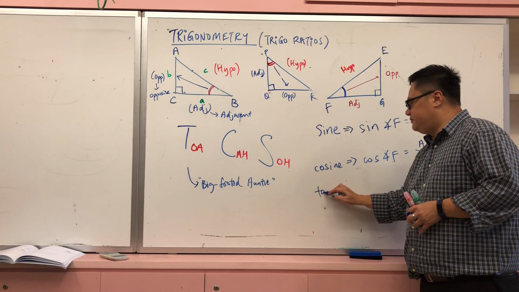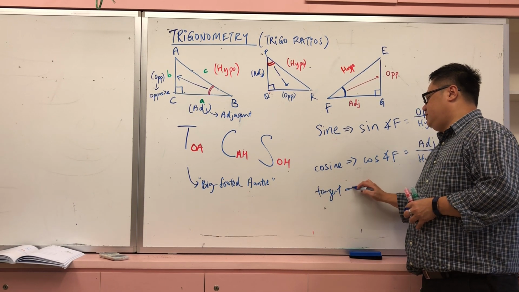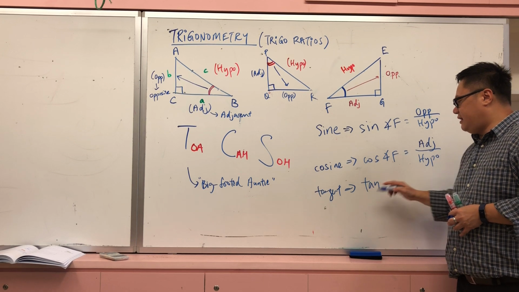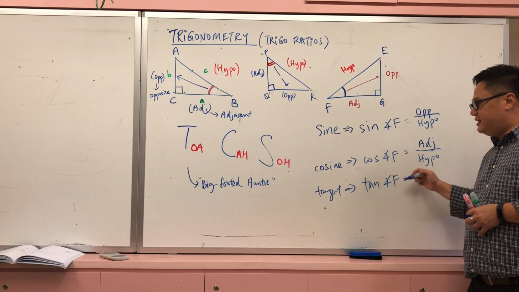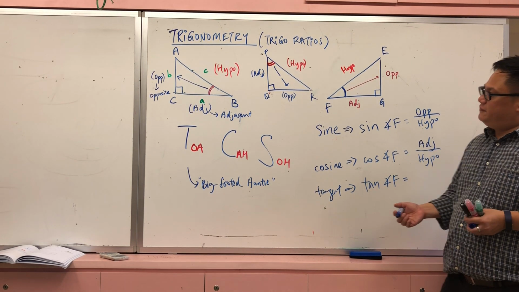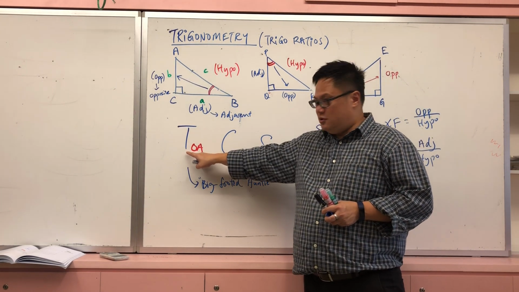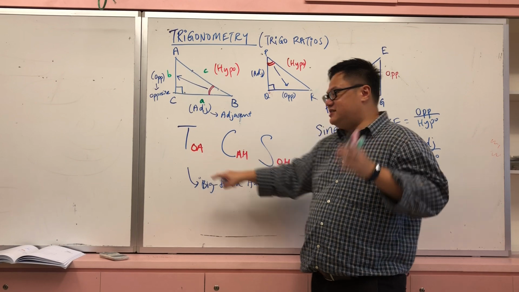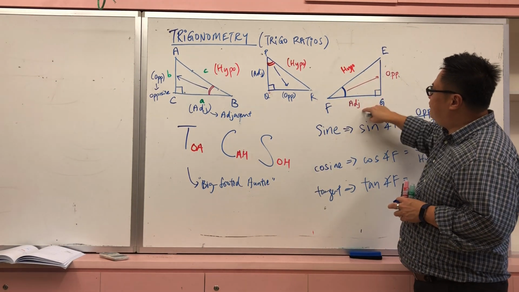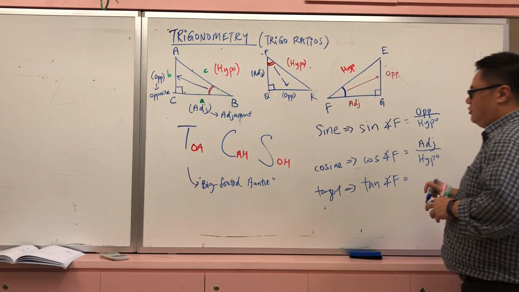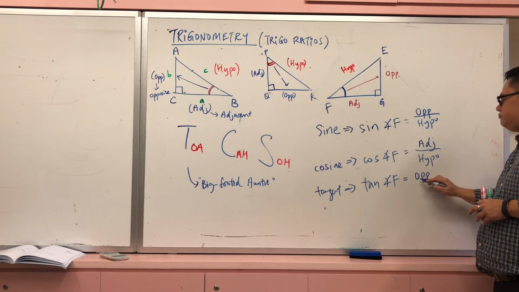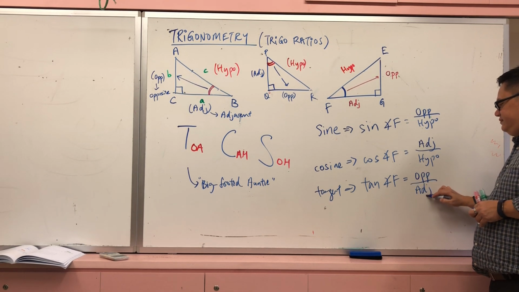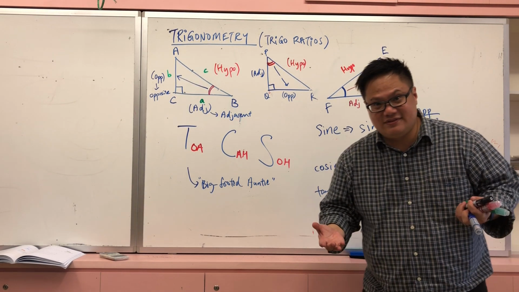The last one, tangent. So for tangent we use little t, right? After that, always remember trigo of an angle equals tangent. So tangent equals OA. O stands for opposite, A stands for adjacent. Notice basically you just play around with these three, right? So opposite over adjacent. So far so good.